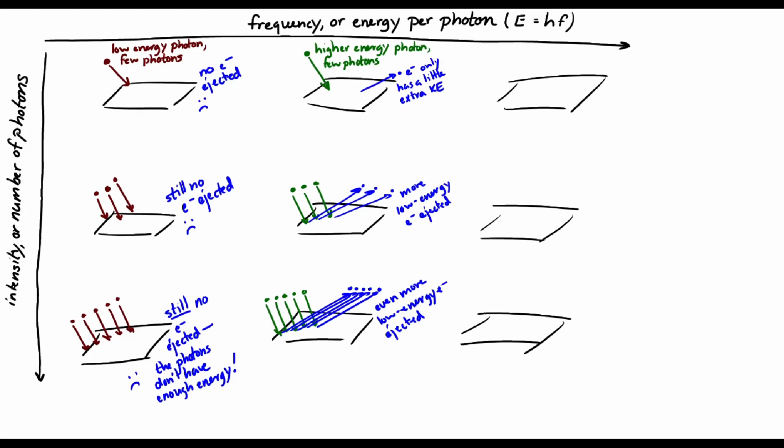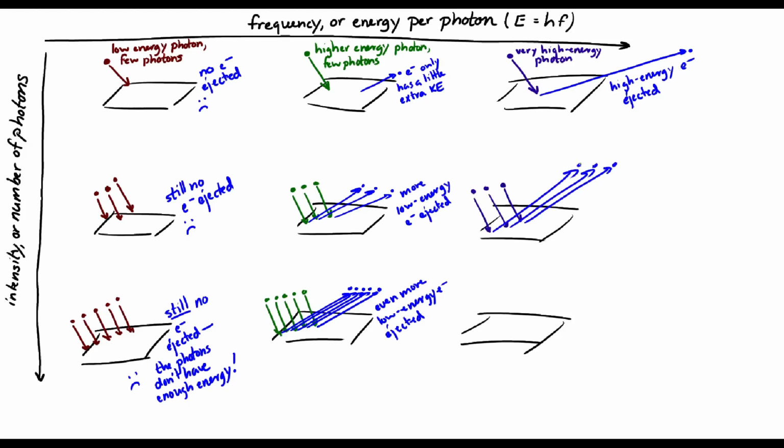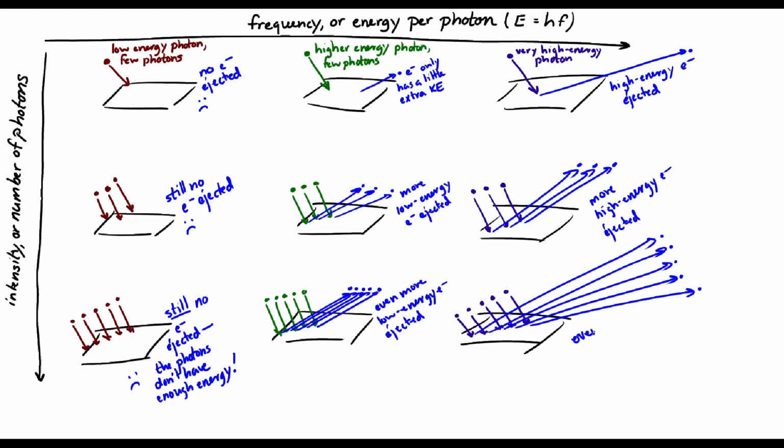And then if we increase the frequency even more, we're increasing the energy per photon. And so these photons carry large amounts of energy. And even if we send in a few number of them, each one has enough energy to kick out an electron with a large amount of energy. And if we increase the intensity, we just get more of these high energy electrons ejected. And if we increase the intensity even more, we get even more of these high energy electrons ejected from the metal.